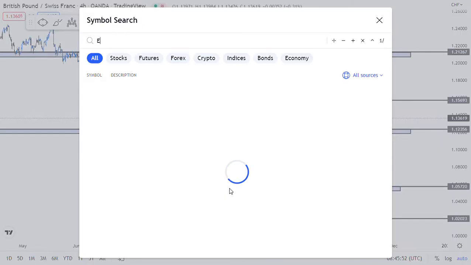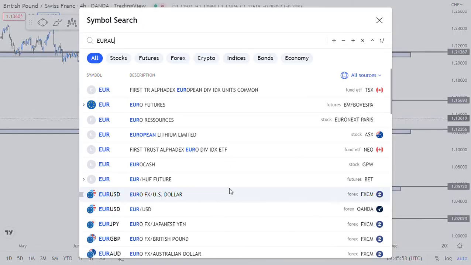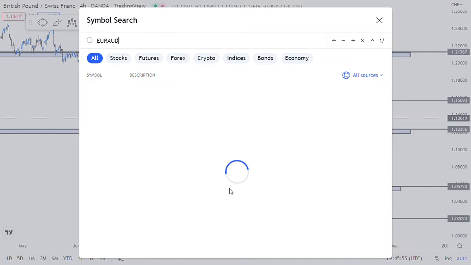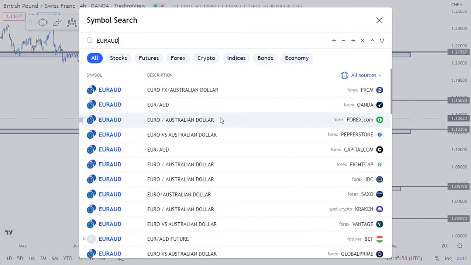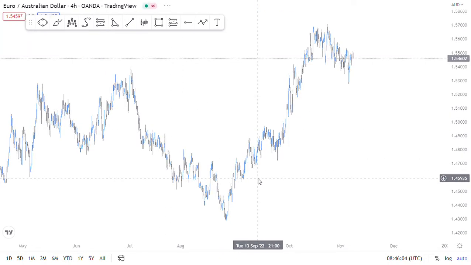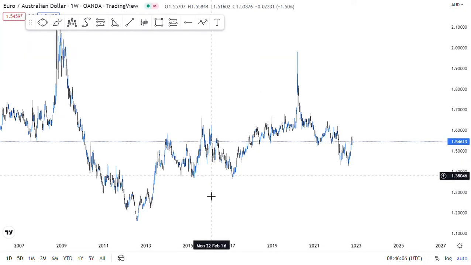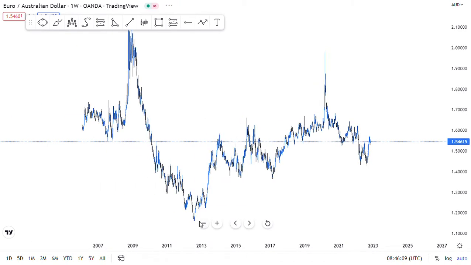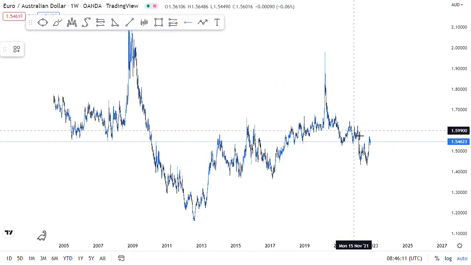So let's go to EURAUD. Let's start on the weekly time frame on EURAUD. I'm just marking my playgrounds.